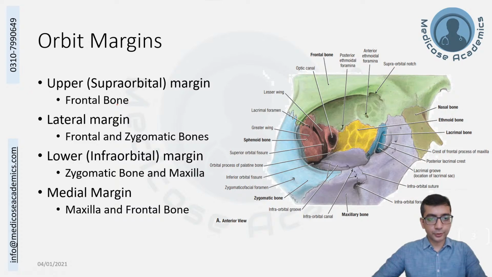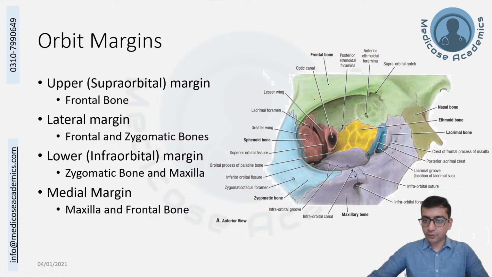Let's start with our topic for today. That is, let's start with the orbital margin. The orbital cavity opens to the front, and this margin of bone that demarcates the entry point of the orbital cavity is known as the orbital margin. We can see very easily from here which structures are making this socket.